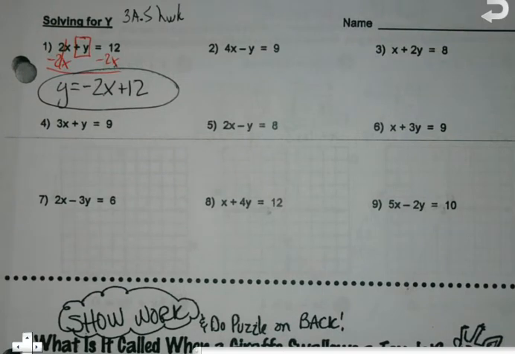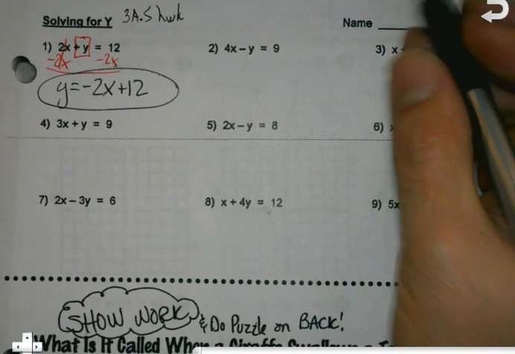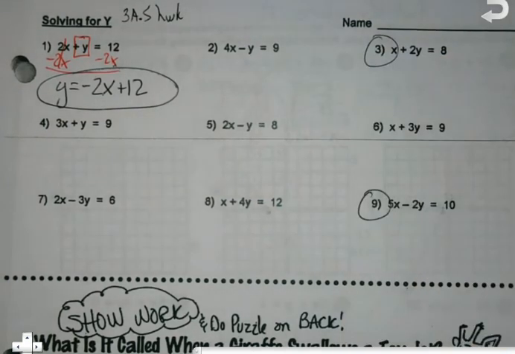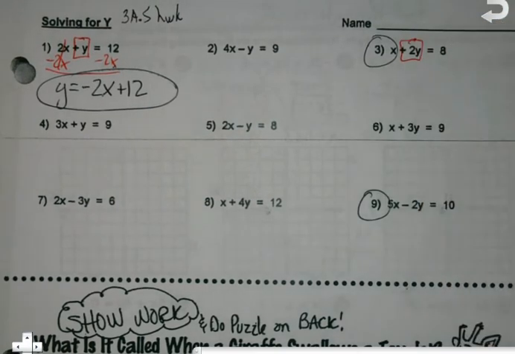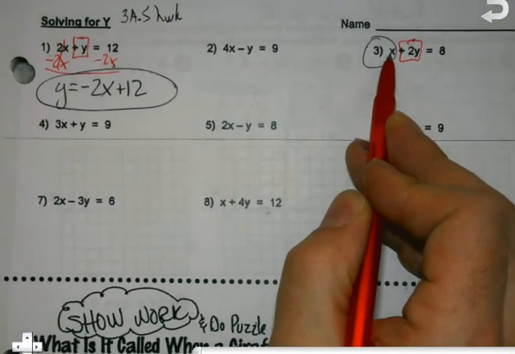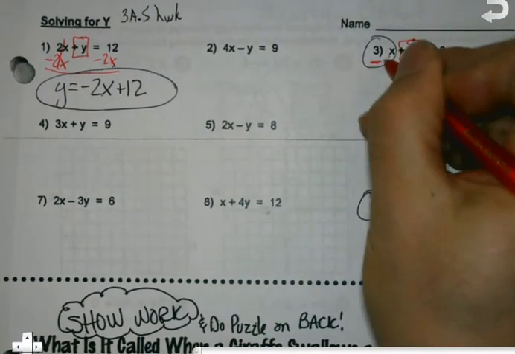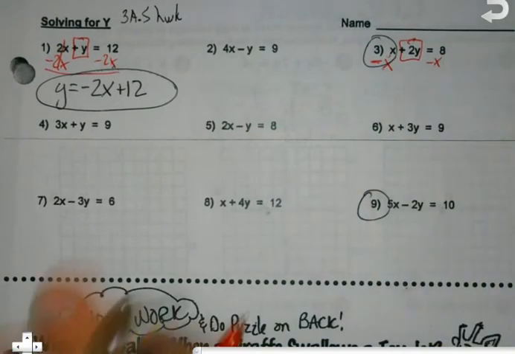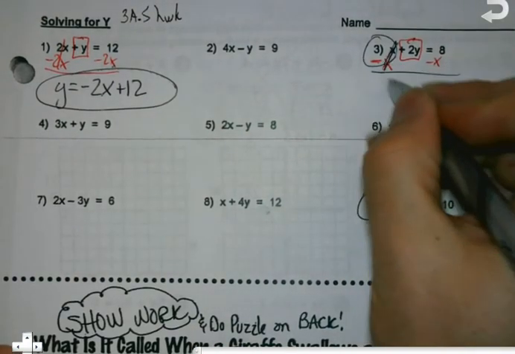So I'm going to bounce around a little here. I want to take a look at 3. I want to take a look at 9, and we might have another one in there too. So on number 3, my first job is to get the 2Y alone. How do I dump X? Minus it, it's positive, good. So we're like, okay, so that goes away.